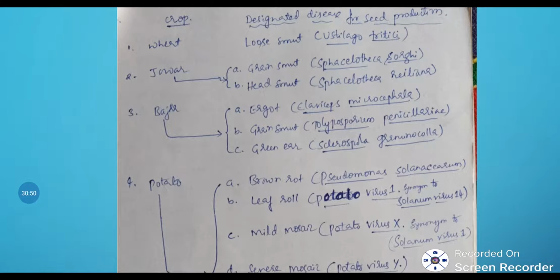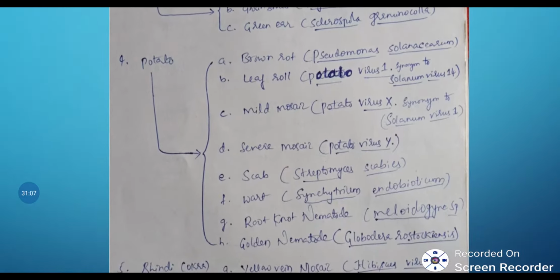In bajra, three designated diseases are important. Ergot is caused by Claviceps microcephala. Grain smut is caused by Tolyposporium penicillariae. Then green ear is caused by Sclerospora graminicola. Next we'll come to potato.